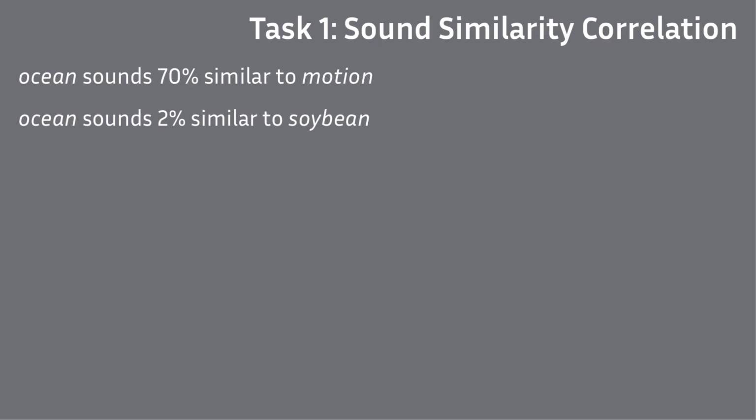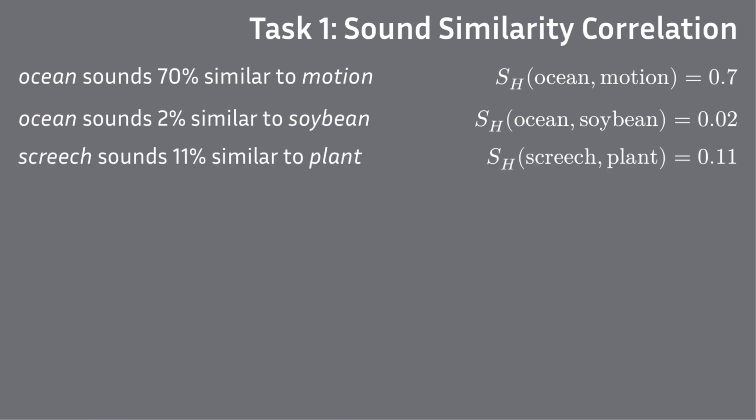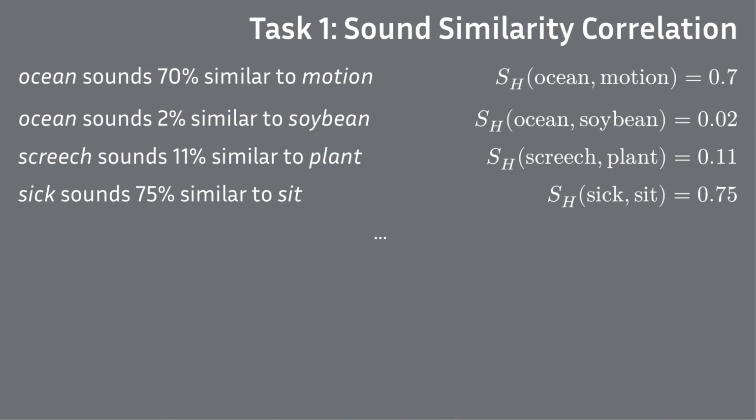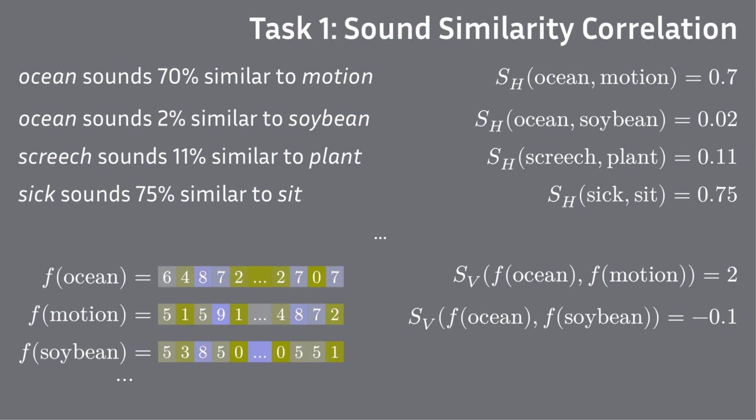The first task is related to sound similarity. From human studies, we can get some consensus that, for example, ocean sounds 70% like motion, but only 2% like soybean. Screech is also not similar to plant, and sick and sit sound close. We can formalize this into a function sh. Now recall that our phonetic word embeddings produce vectors. What we'd want is that the vector similarity given by SV of these vectors is similar to the human sound similarity sh. The vector similarity can be either cosine similarity or negative L2 distance.